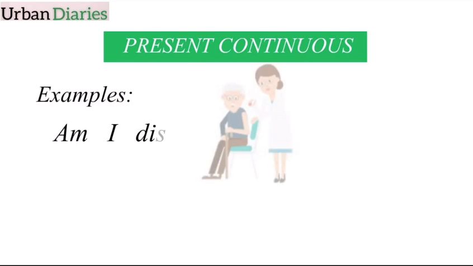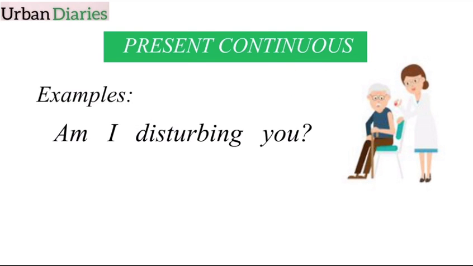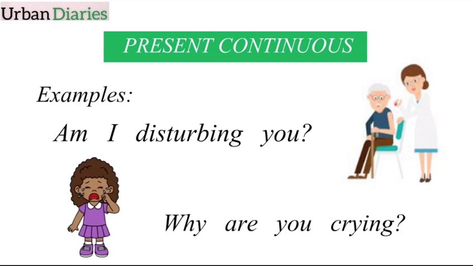For example, am I disturbing you? In this sentence, we started it with am because the subject is I, then the main verb with ing, so it becomes disturbing, and at last the object you. Next sentence, why are you crying? The sentence starts with a question word, which is why. After that, we put are because the subject is you. At last, there is a present participle verb and we don't have any object in this sentence.